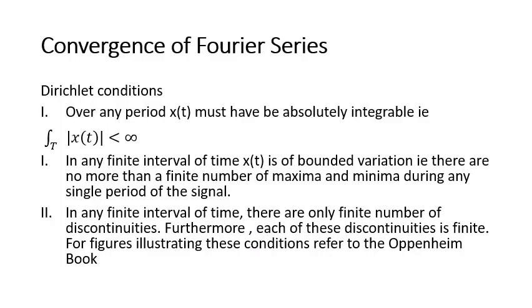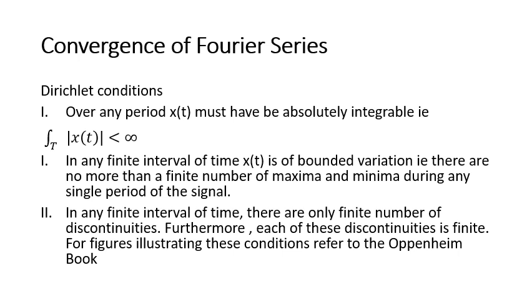So the next topic, I'll give you some of the numerical problems after completing the Fourier series topic. So we come to the next topic, which is convergence of the Fourier series. Does the Fourier series converge for all the periodic signals, or are there some conditions for the signals to converge? These are called the Dirichlet conditions, and these are 3 conditions.